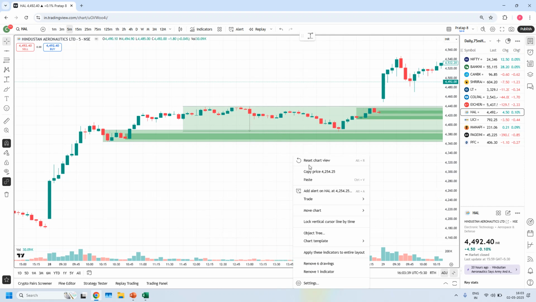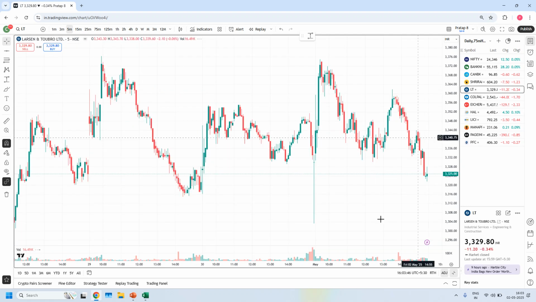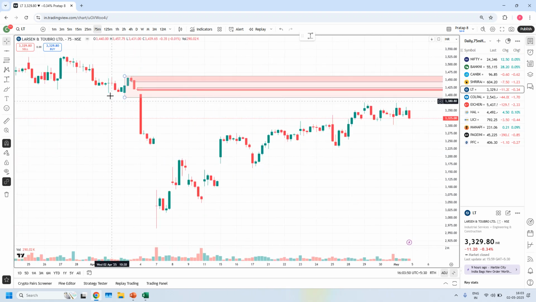But anyway, today price did not reach HR motor we discussed, Colpol we discussed, and L&T also we discussed or not? No. L&T 75 minutes supply zone. No, daily supply zone.